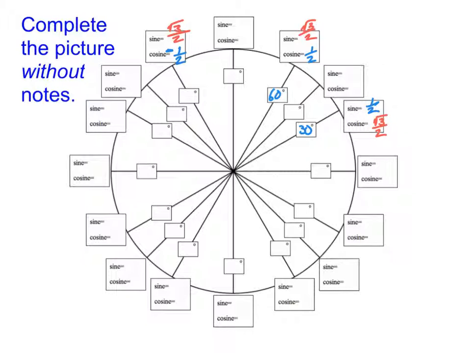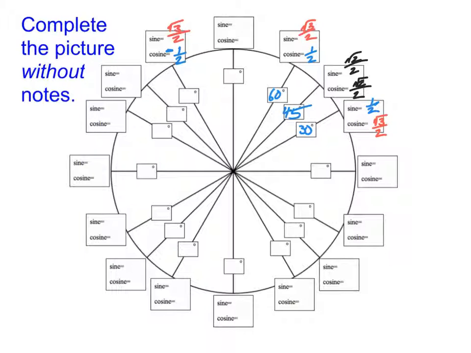Now, something I have skipped over here is this one. That's at 45 degrees. What are both sine and cosine at 45 degrees? Yep, square root of 2 over 2. And they're both the same at the 45s. The one other piece here that we haven't dealt with is the horizontals and verticals. Remember, those are always ones and zeros because they're on the total outside of the circle.